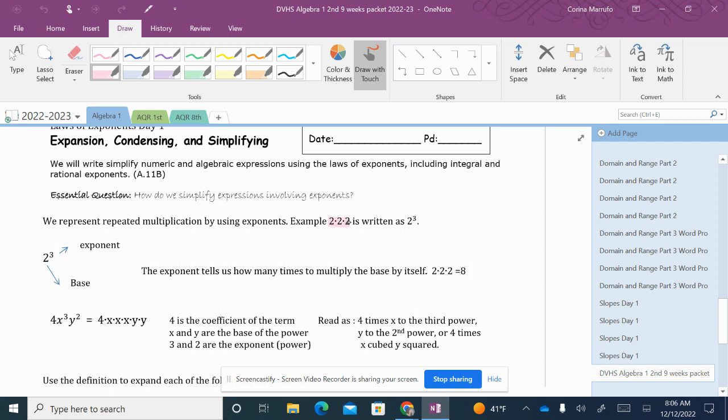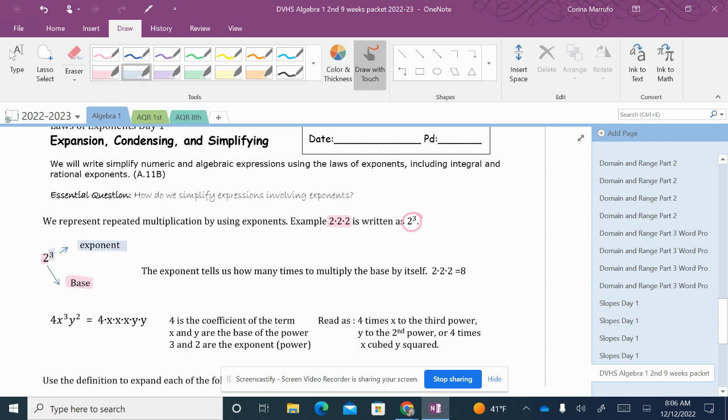So 2 times 2 times 2, remember, sometimes math people are lazy and they don't like to write things over and over again. Just like there's an invisible one that math people don't like to write. Well, guess what? We don't like to write 2 times 2 times 2 3 times. So what we do is we write it as 2 to the third power, which means 2 times 2 times 2. Now the 2 is called the base, okay? And the 3 is called the exponent.